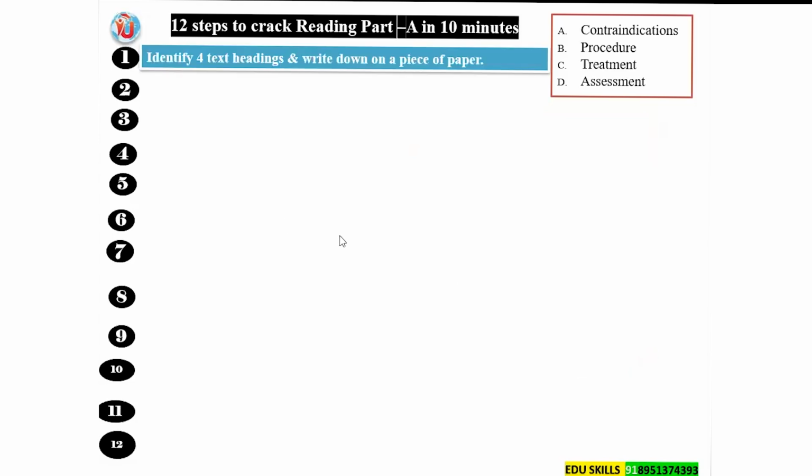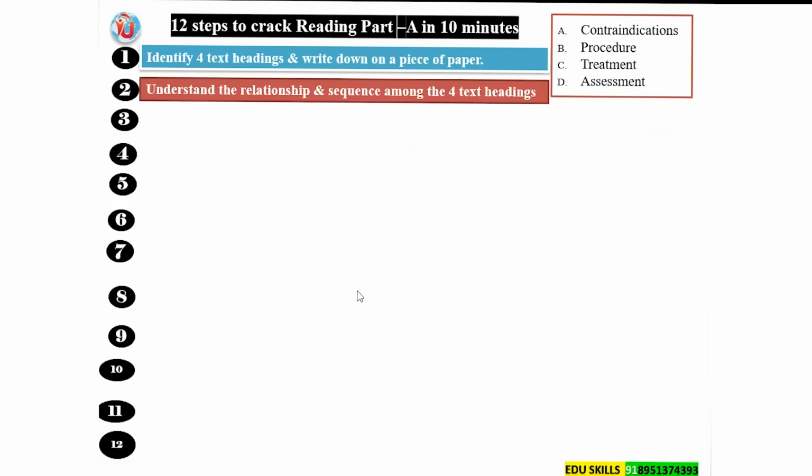In part A, we follow 12 steps. What is the first step? The first step is to identify the 4 text headings and write them down on a piece of paper. I hope all of you have the bedbugs material with you, so we can do it together. The second step is to understand the relationship and sequence among the 4 texts. A may be the definition, B the procedure, C the treatment, and D the assessment. So you need to understand the relationship and the sequence among the 4 text headings.